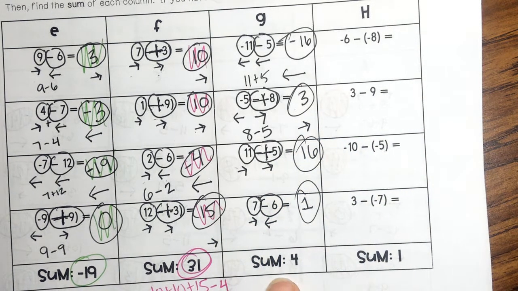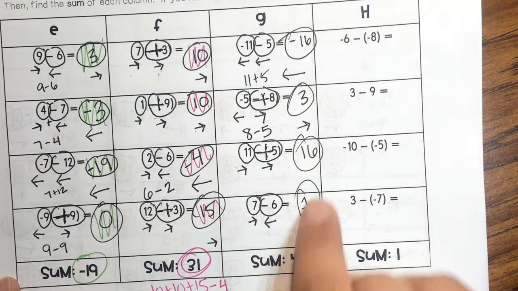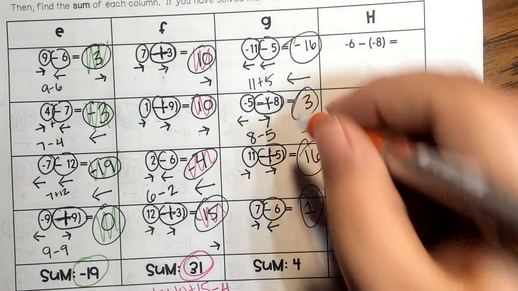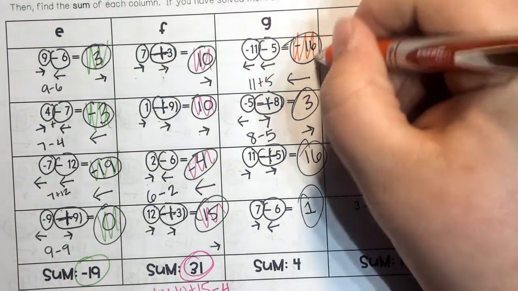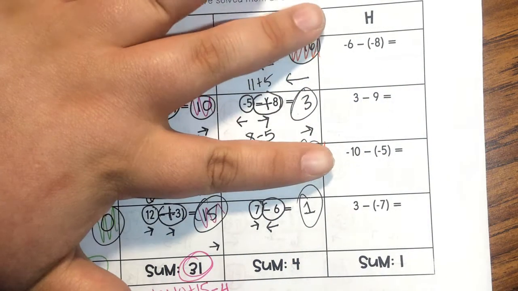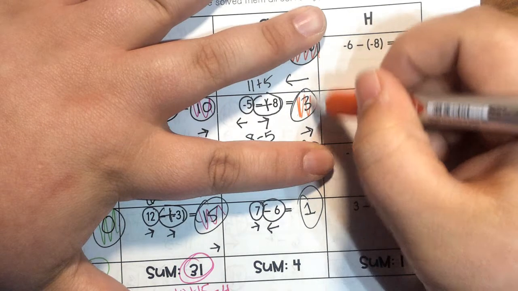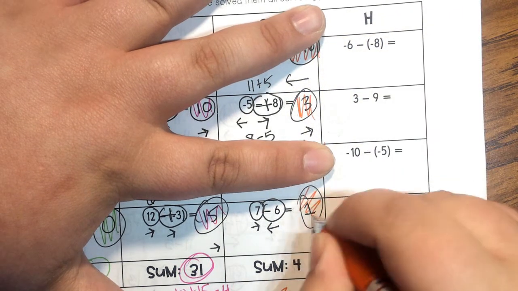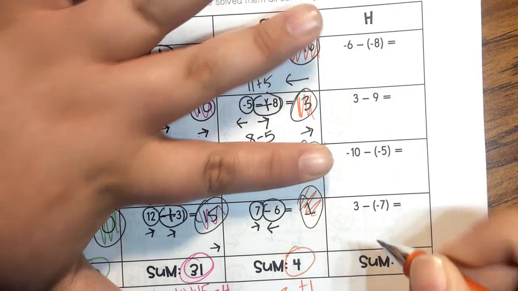Now to check to see if we have the correct answer, we can add all of those numbers and we should get 4. I already see that we've got a 0 pair, negative 16 and positive 16, which means that's 0. And I can add just 3 plus 1, which is 4. And that's what we got.